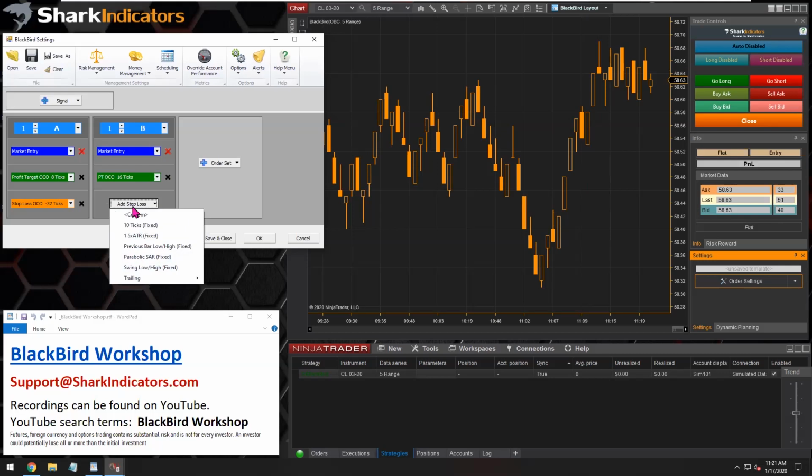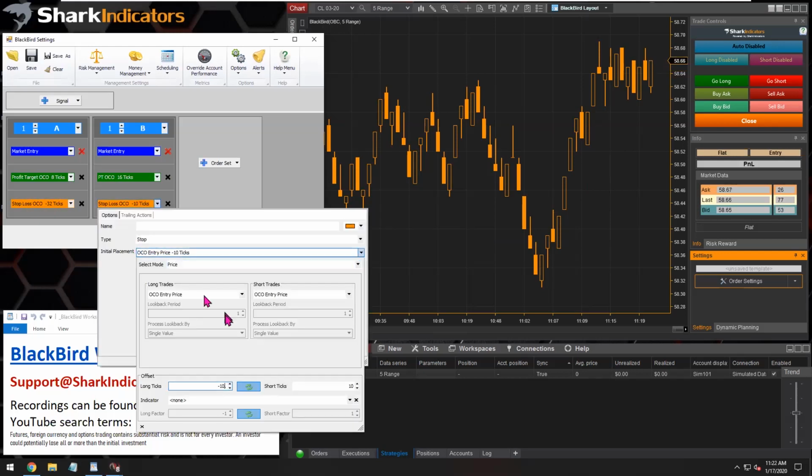All right, back to the stop loss here. This stop loss is going to be a 16-tick stop loss, and that will put the stop loss for order B fairly close to the stop loss for A. So let's go to 10 tick, and we'll knock this down to 16 ticks, like so.